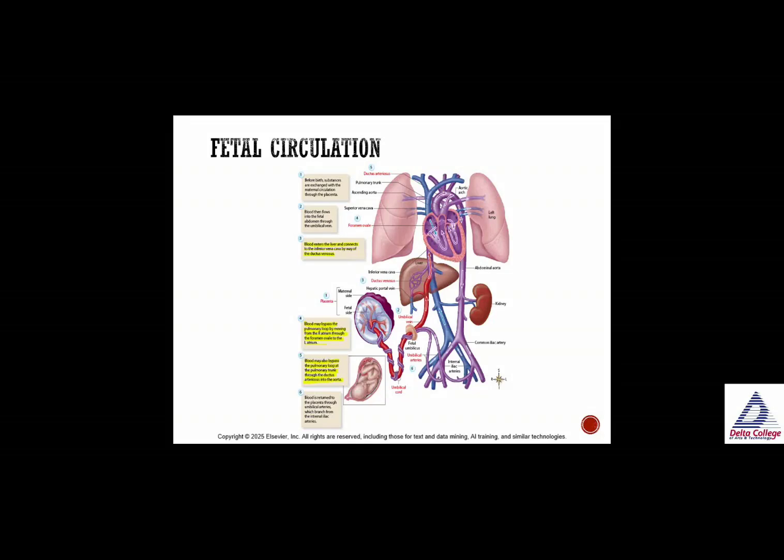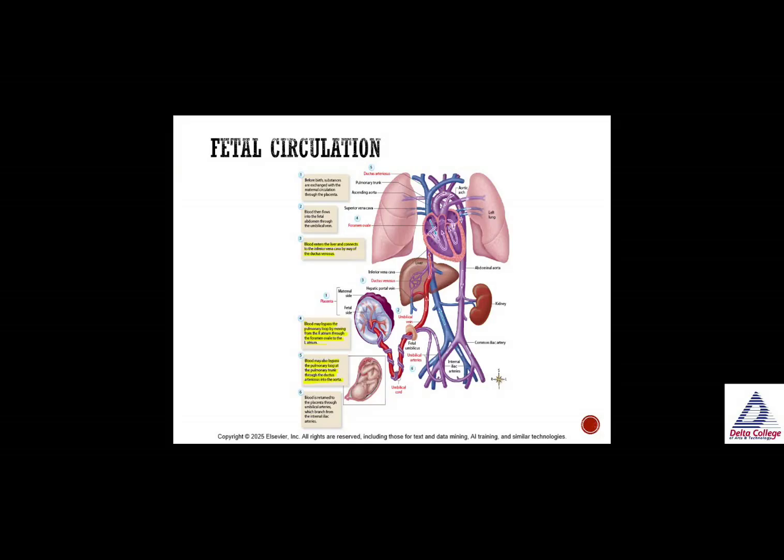So then the blood might bypass the pulmonary loop by moving from the right atrium through the foramen ovale, a hole in the heart, into the left atrium of the baby. This is because the lungs are closed. They're in water, right? They're in the fluid. So they can't do gas exchange by breathing. So remember, right atrium through the hole in the heart called the foramen ovale to the left atrium.